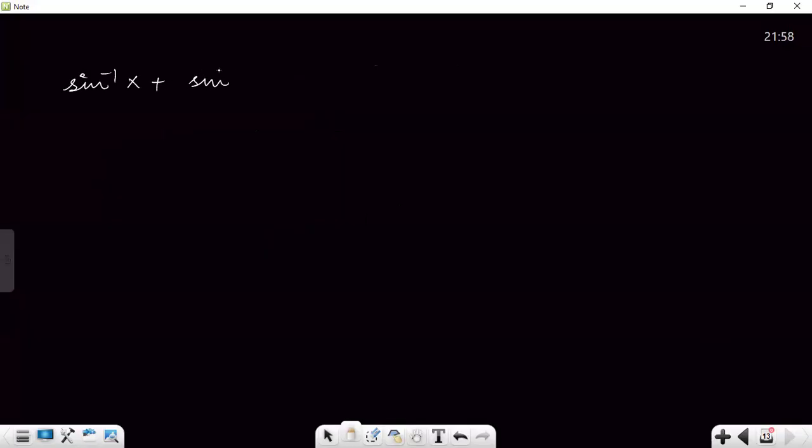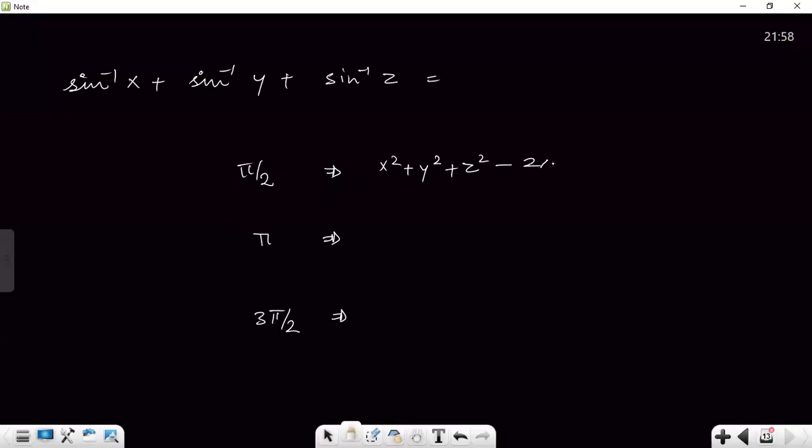Sum of three angles, if they are given equal to pi by 2, or pi, or 3 pi by 2, then we can say that the relation between these x, y, z will follow this.